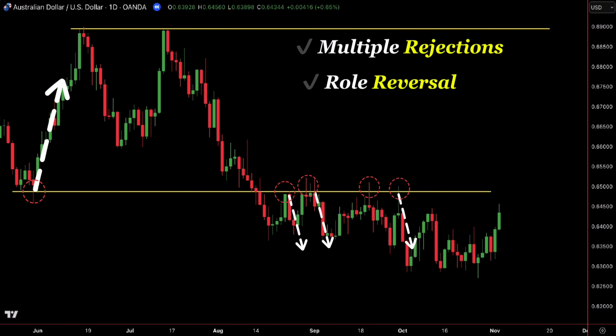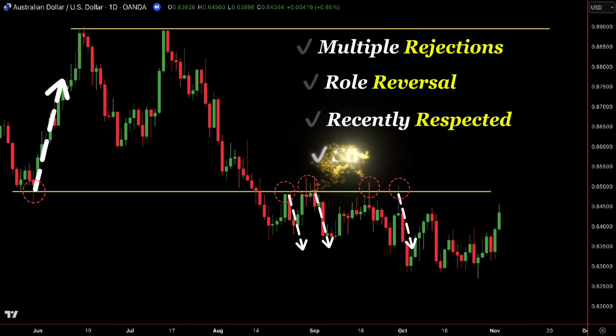Role reversal. This is one of the strongest signs of an important level. At first, price bounced up from this area, acting as support. Later, after breaking below, price rejected it from below, acting as resistance. A true smart money level. Recently respected. This level is active in the current market. Recent reactions always matter more than older ones. Strong price movements.